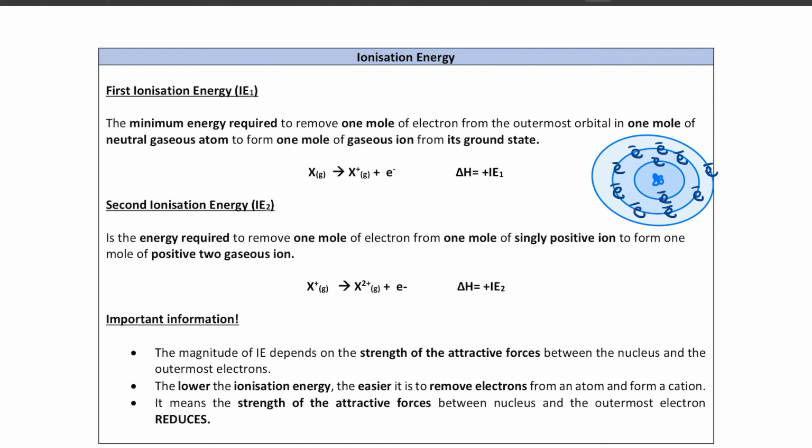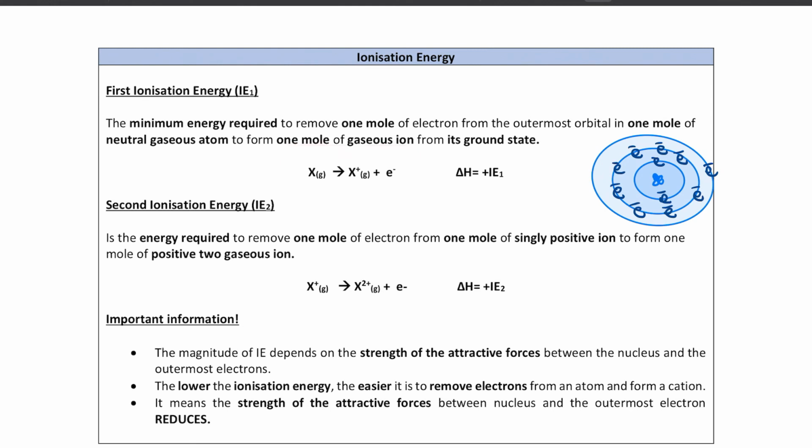So basically, ionization energy ni adalah satu energy yang kita perlu untuk remove, untuk keluarkan 1 mole of electron. Okay, 1 mole elektron tu dari mana? Mesti dari outermost orbital. Okay, and dia akan form 1 mole of gaseous ion.